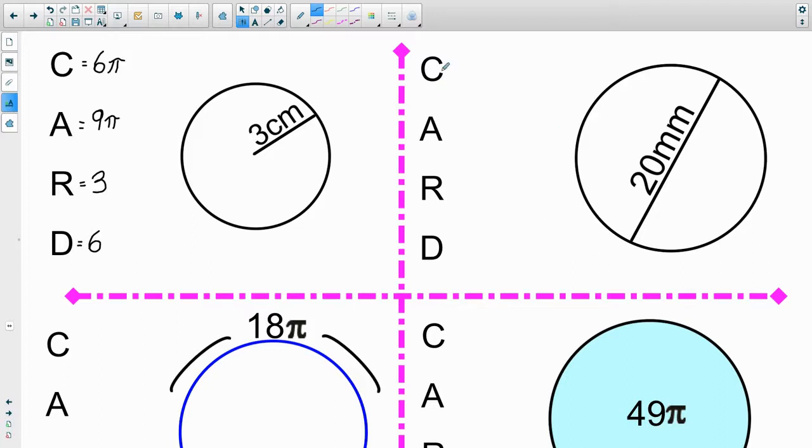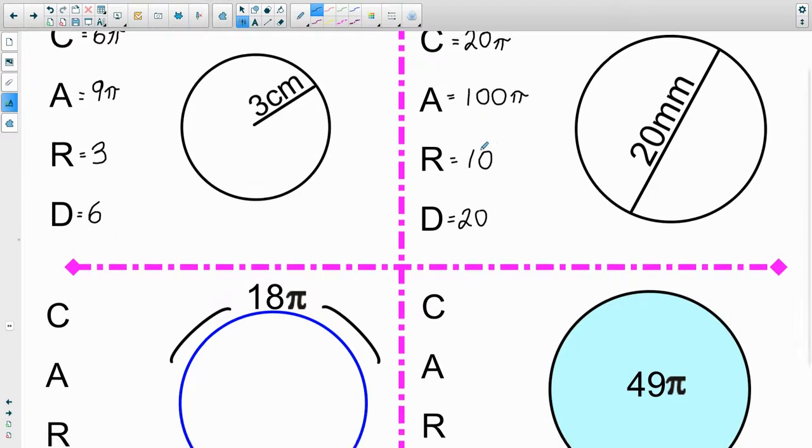The next problem, I write down my CARD. I can see what they're giving me is my diameter. I know my radius is exactly half of my diameter. And I know that my circumference will be whatever my diameter is times pi, in terms of pi. And I know my area will be whatever my radius squared is, times pi. So as you can see, I use CARD as just a very, very simple way to take any piece of given information about a circle and find all of the other basic components.